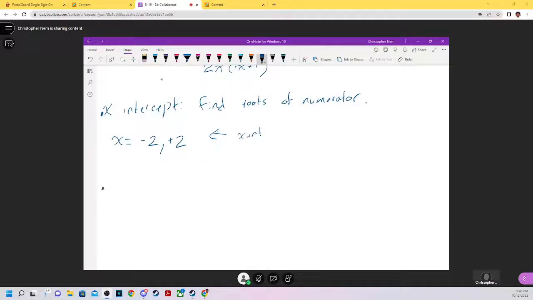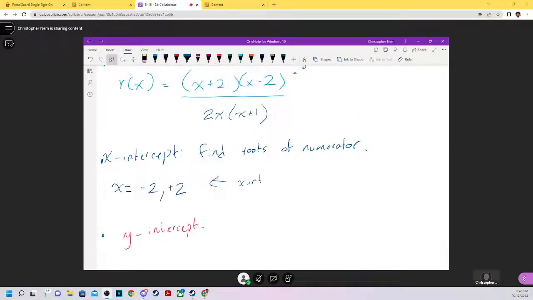Now let's get the y-intercepts. Well, if the x-intercept requires me to set y equal to 0, the output value equal to 0, then the y-intercept requires me to plug in 0 for x. So if I plug in x equal to 0, what's going to happen? Well, I get 0 plus 2 times 0 minus 2 divided by 2 times 0 times 0 plus 1. But I can't divide by 0.